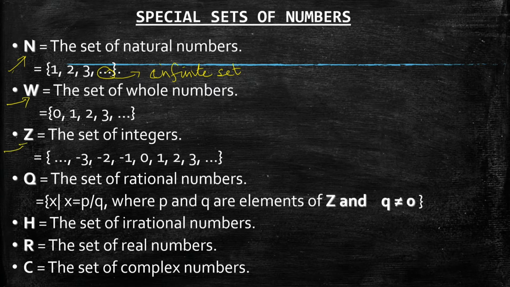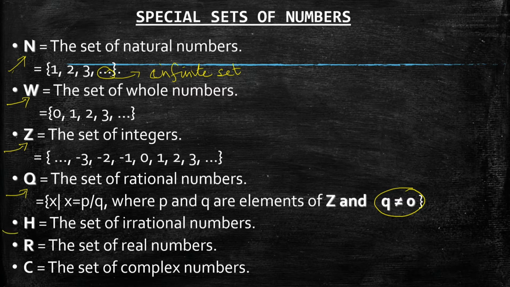Then you have the set of integers, which is denoted by a capital Z. Again, it is an infinite set. It includes both positive and negative integers and 0 as well. Then you have the next set, which is the set of rationals, and it is described as the set of all those x such that x has the form of a rational number, which is p over q, and p and q here can be any element of the set of integers. So it can be positive, it can be negative, but there's an important condition: your denominator cannot be 0. So in order for this rational number to be well defined, your q should not be 0.